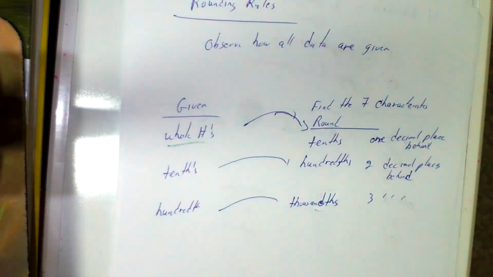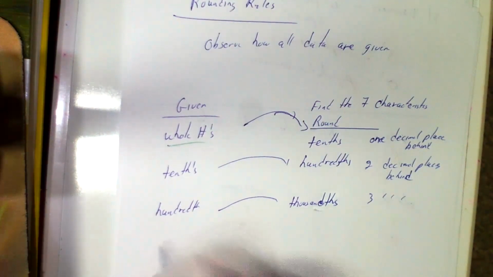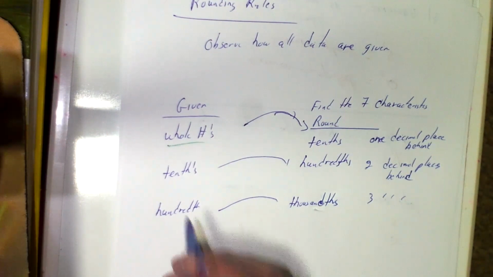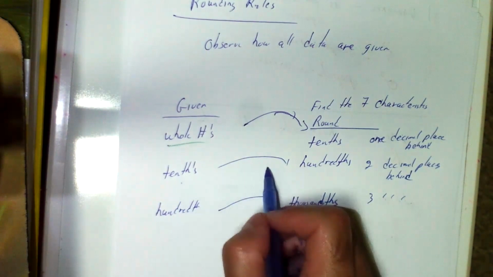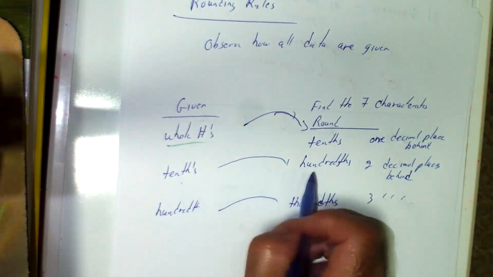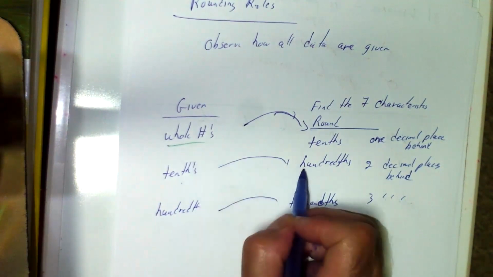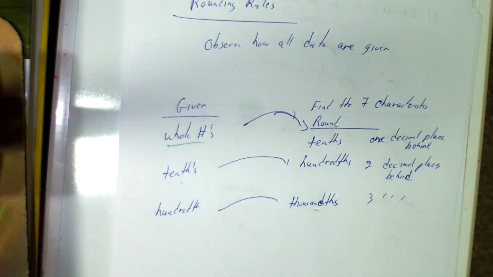And so forth. It's always 1 further. You can keep going. It's always one further back. That's how the rounding rules work. Whatever's given, you need to make sure that you have 1 more decimal place further back than how the data are given. So it's always 1 place further back. That's how the rounding rules work.